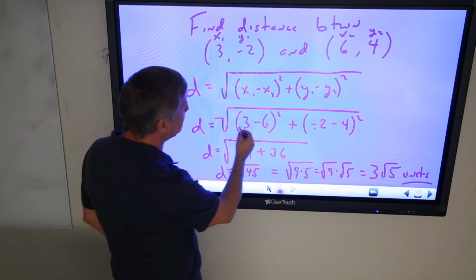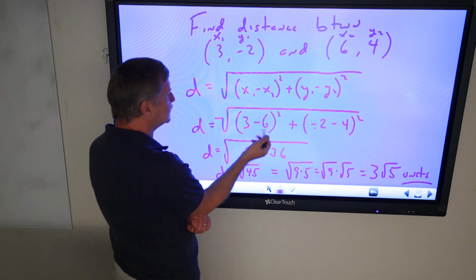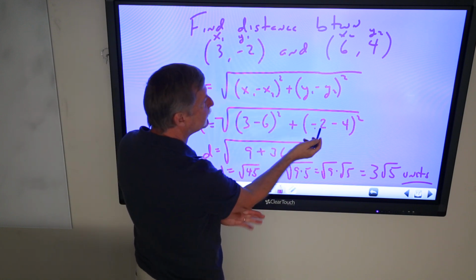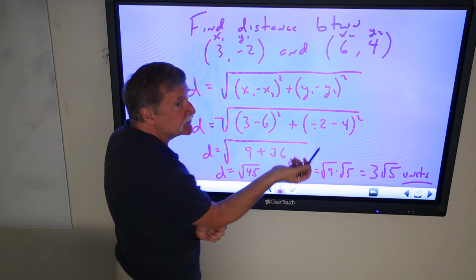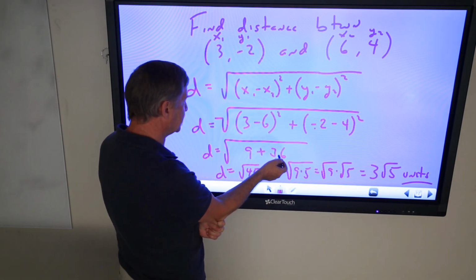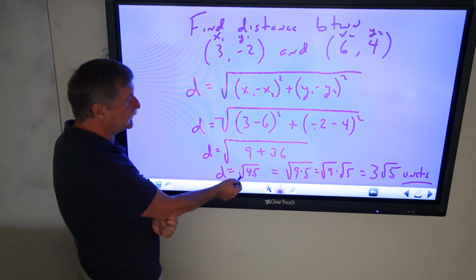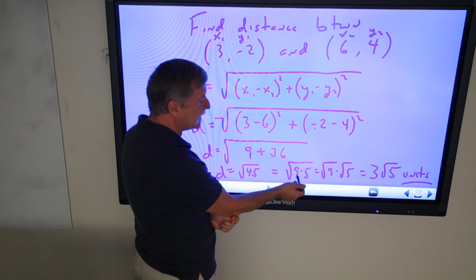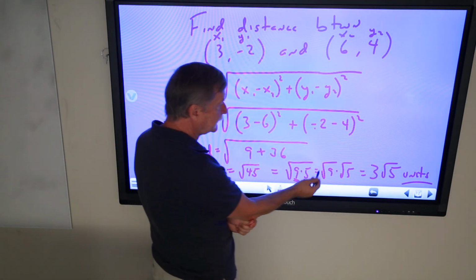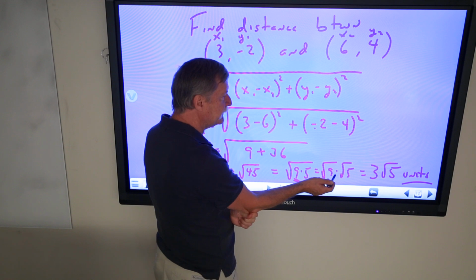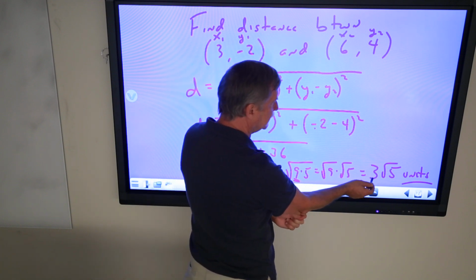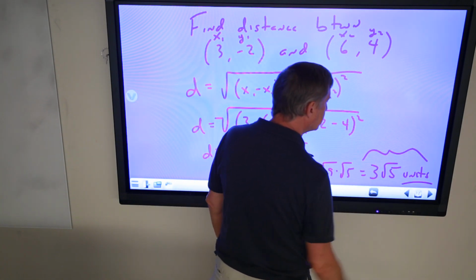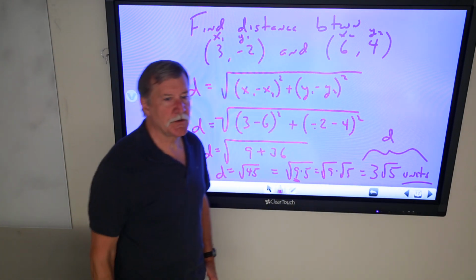So we do 3 minus 6 and get minus 3. Big deal, because when we square it, we get plus 9. And we add that to minus 2 minus 4, which is minus 6. But again, we're going to square it. That becomes plus 36. 9 plus 36 is root 45, which becomes the square root of 9 times 5, 9 being a perfect square. Square root of 9 times the square root of 5. The square root of 9 is 3, and the square root of 5 is as simple as it gets. So the distance between those points is 3 root 5 units.